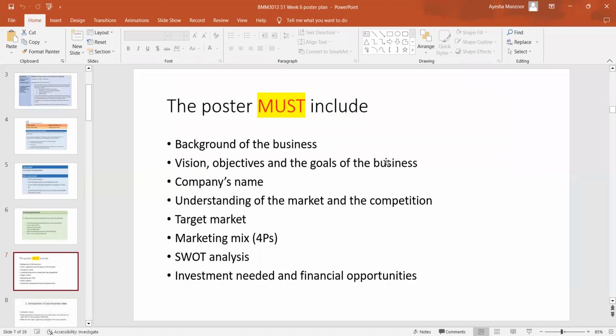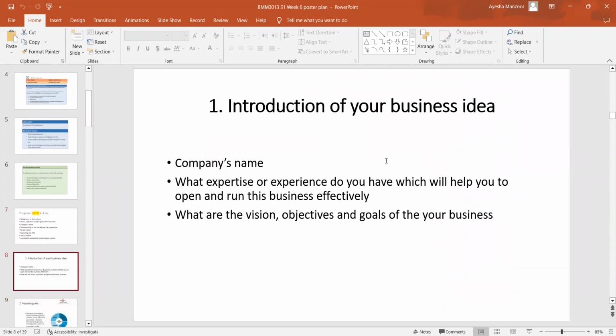Your poster must include the background of the business, your vision, your objectives and goals, your company name, the understanding of the market and the competition, your target market and marketing mix, your SWOT analysis, and investment needed and financing opportunities. Then there is an introduction of your business idea: what could be the company name, and what expertise or experience do you have which will help you to open and run this business effectively, and what are the vision, objectives and goals for your business. So this comes under the introduction of your business.